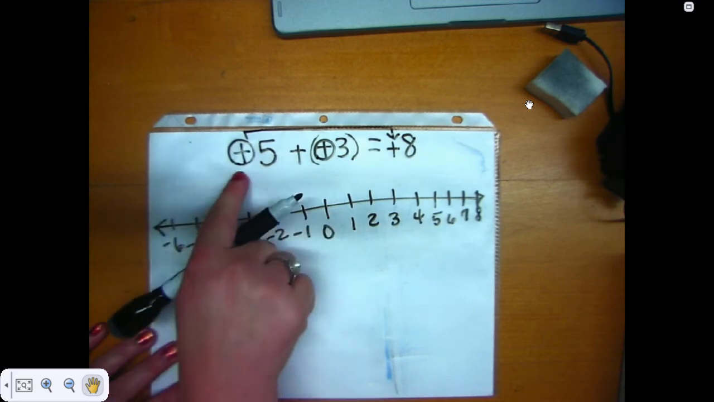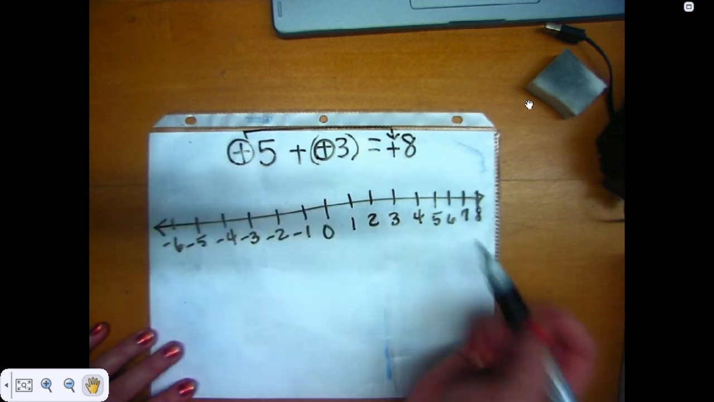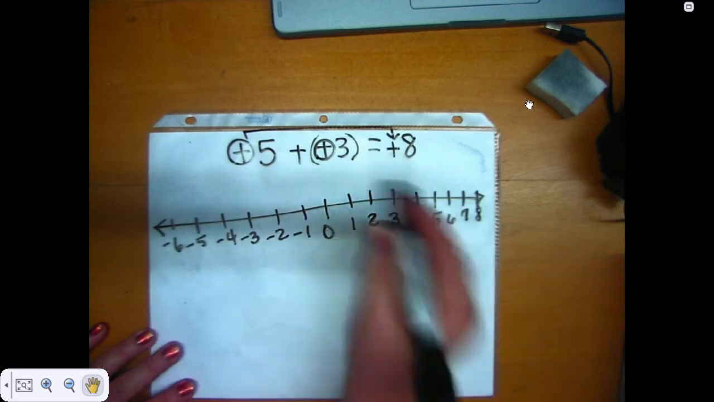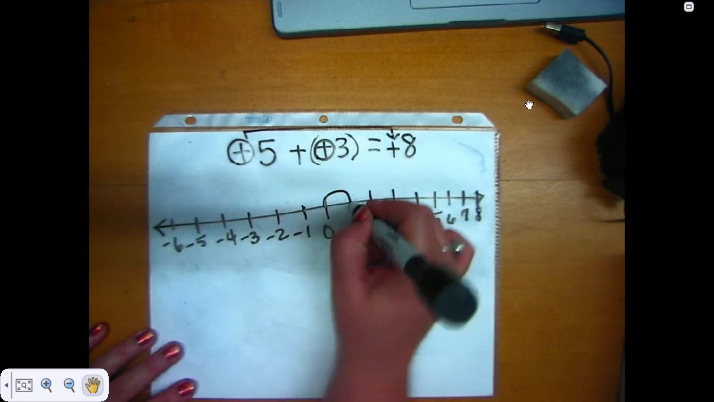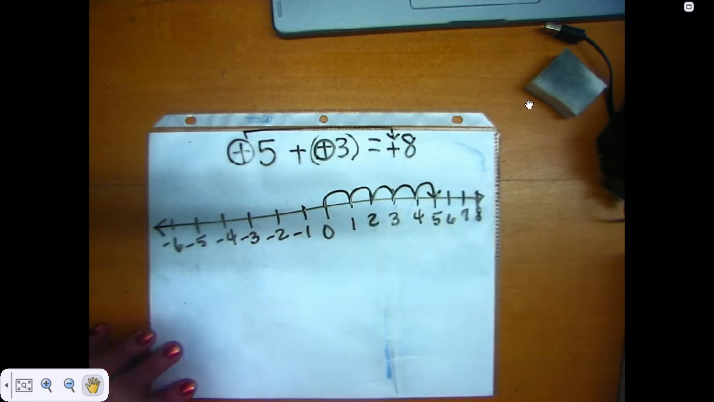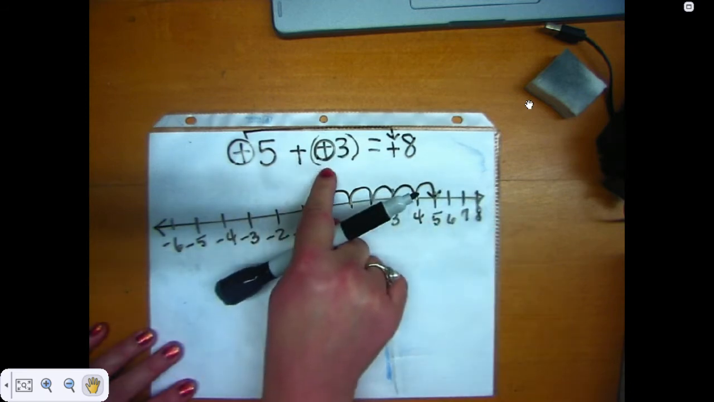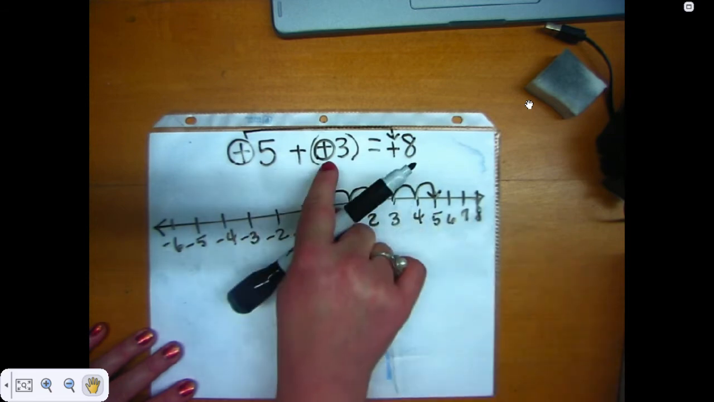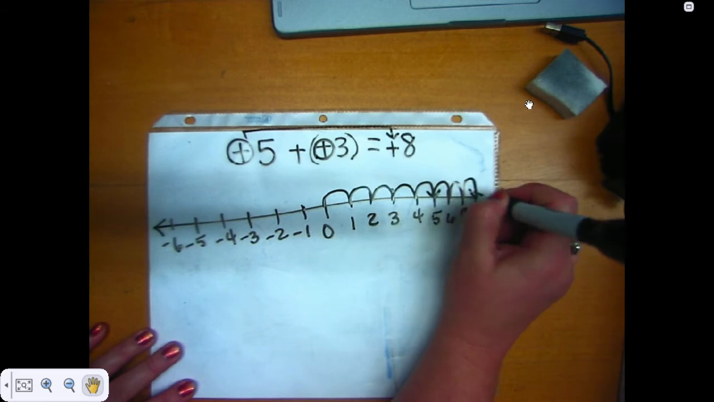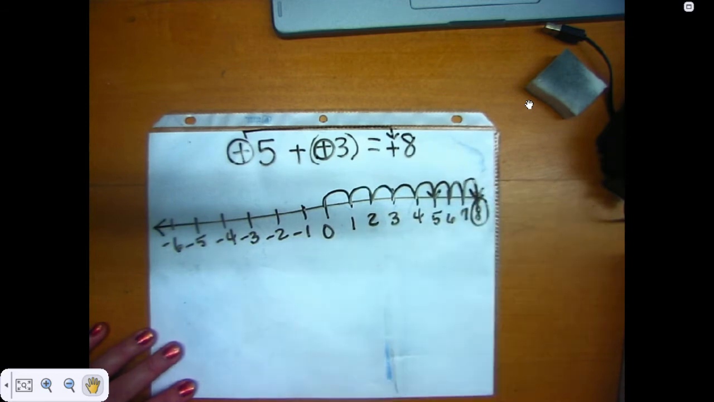Okay, I see that my first number is positive, so I start on 0 and I do 5 jumps to the right. 1, 2, 3, 4, 5. And then I'm adding, so I add 3 more, and it's positive, so I go 3 more to the right. 1, 2, 3, and I land on positive 8.